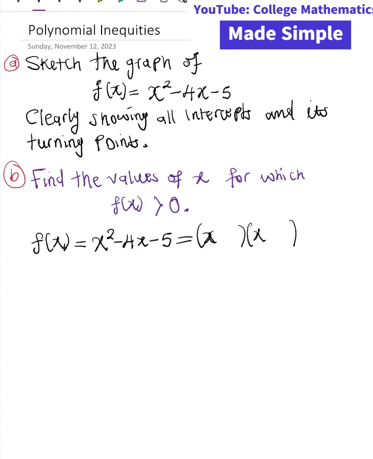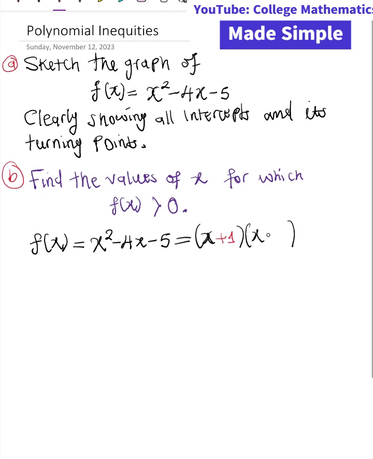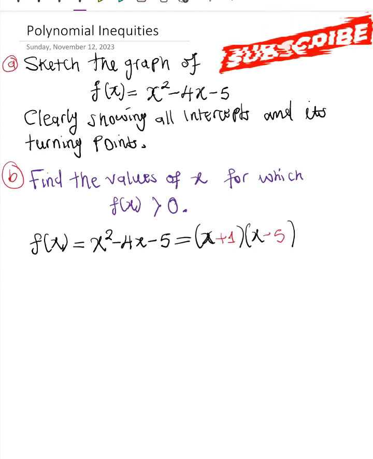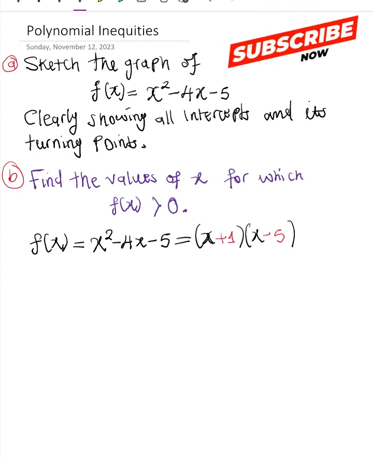Very good. 1 and negative 5. So we are going to write our factors. This is x plus 1 and x minus 5. Now that we have managed to factorize this function, we are going to find its intercepts.